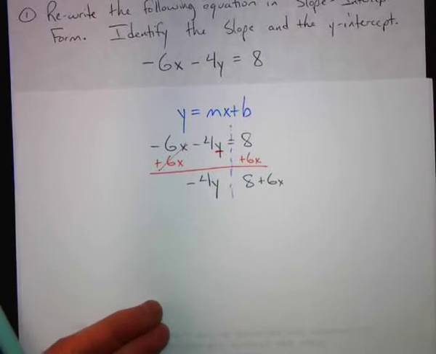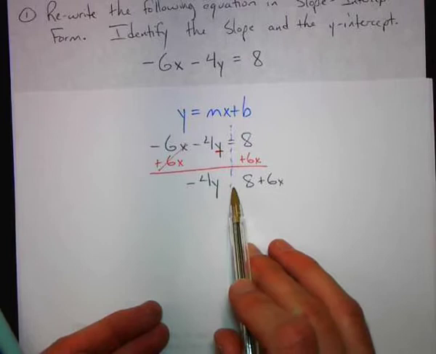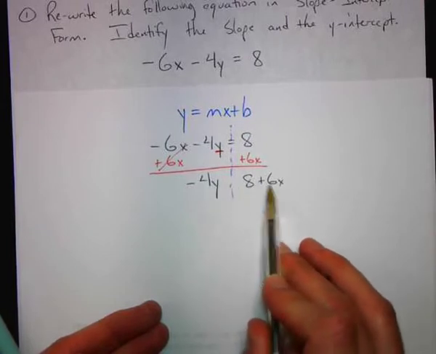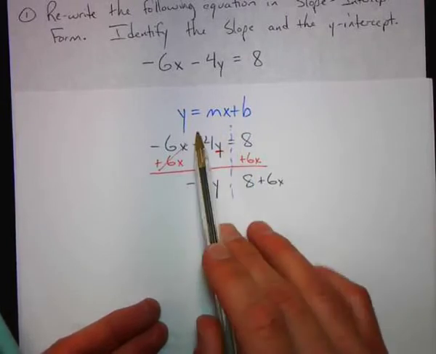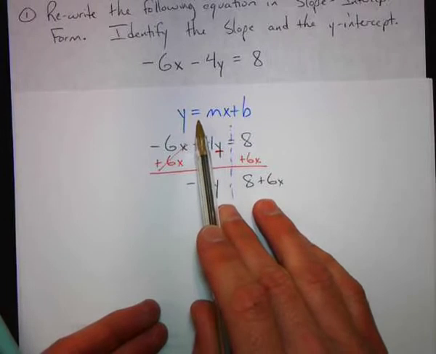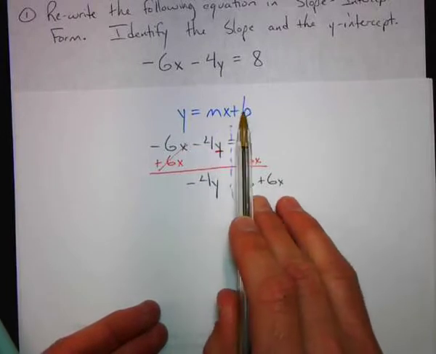Now, we can stop here for a minute. Look at what we have. We have negative 4y equals 8 plus 6x. We have 8 plus 6x over here. Look at slope-intercept form for a second. When we look at slope-intercept form, we have mx plus b.